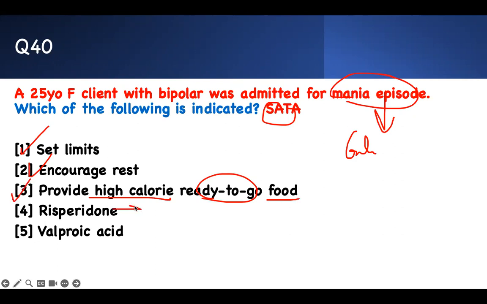They need an antipsychotic. We use a second generation antipsychotic. If there's no lithium, then we use a mood stabilizer in place of lithium, so valproic acid. So all of this is indicated. This is it. How did it go?